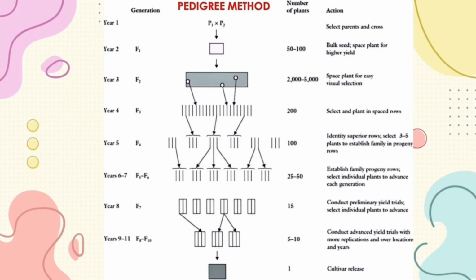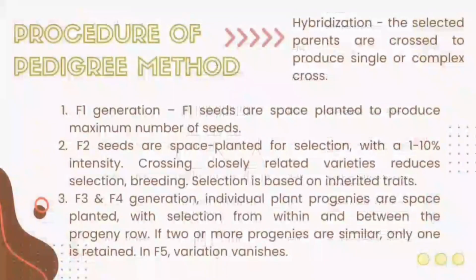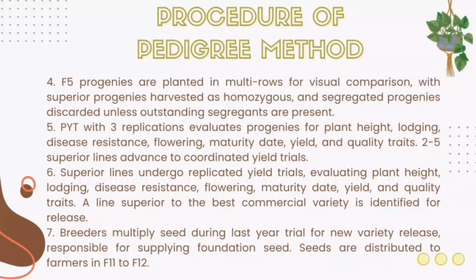In year 8, generation F7, conduct preliminary yield trials and select individual plants to advance. Finally, for years 9 until 11, generations F8 until F10 will conduct advanced yield trials with more replication and over locations and years. Then, the cultivar release. Okay, this is the simplest of the procedure that I said just now. You can read and understand it.